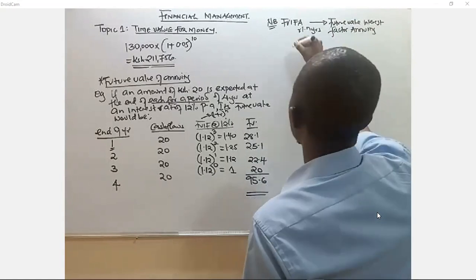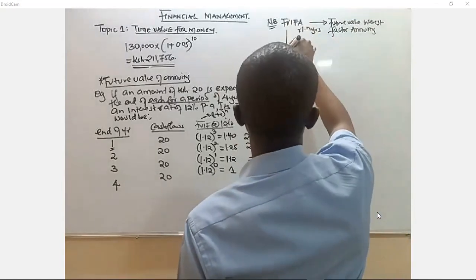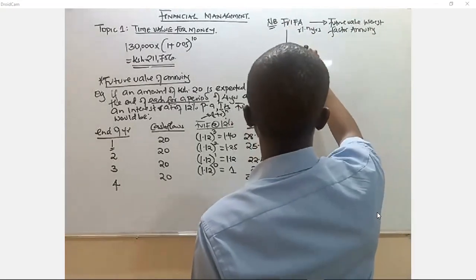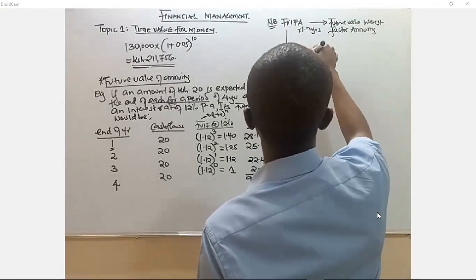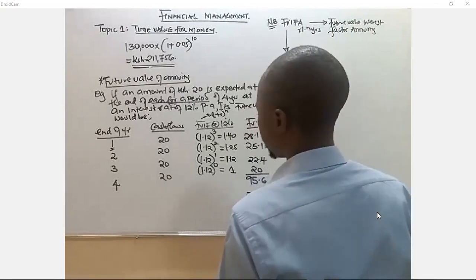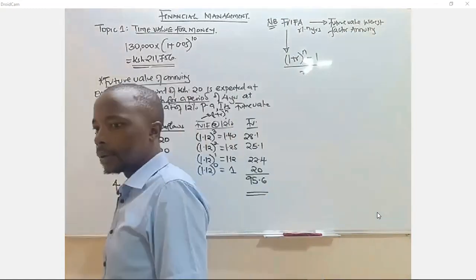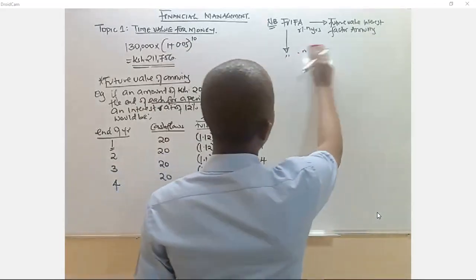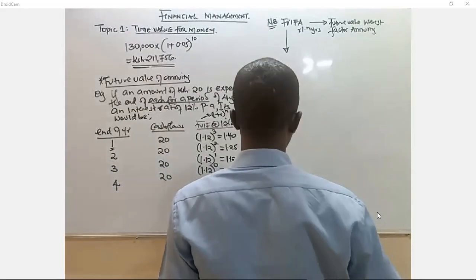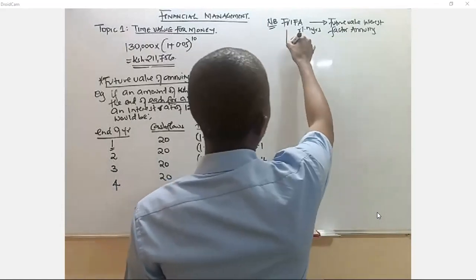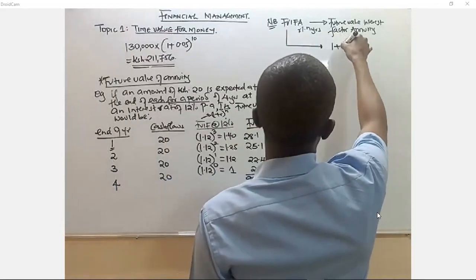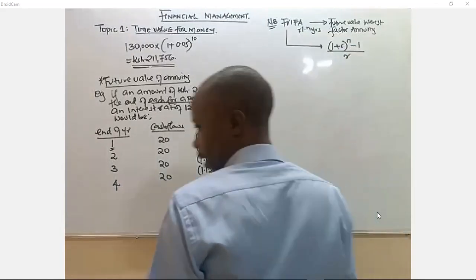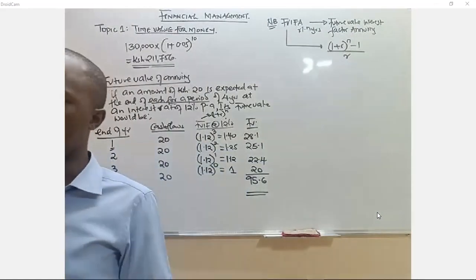So how can I be able to get this? Which is the formula to get this? So the formula to get this one, we normally take 1 plus r, you raise to power n, minus 1, divide by r. Right? So let me put it here. It is 1 plus r raised to power n minus 1, divided by r. Something looking like that.